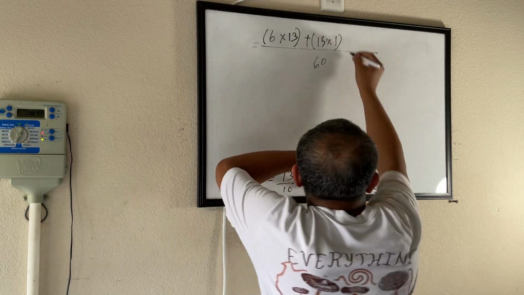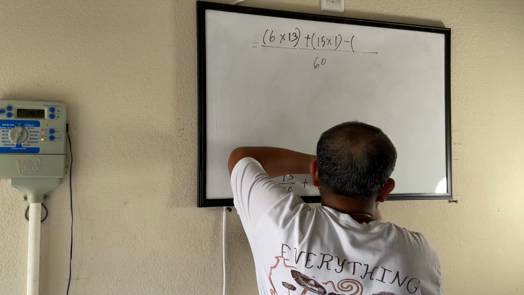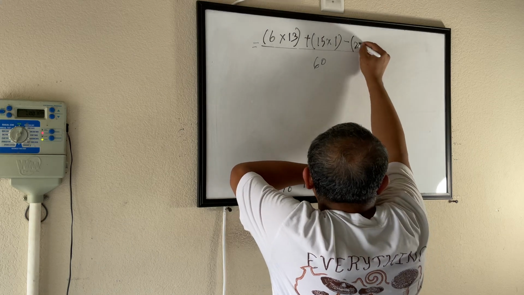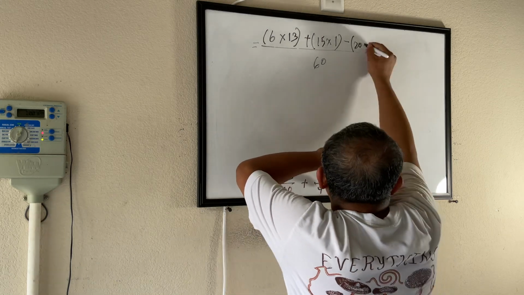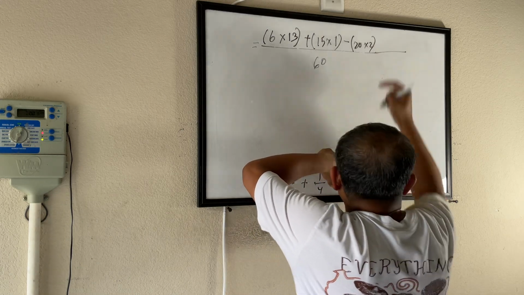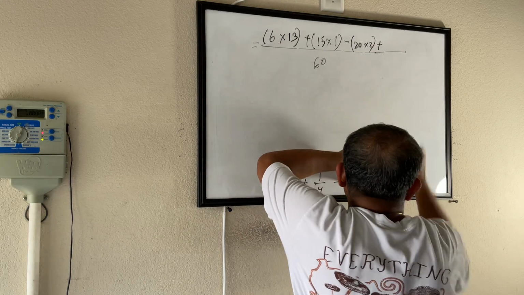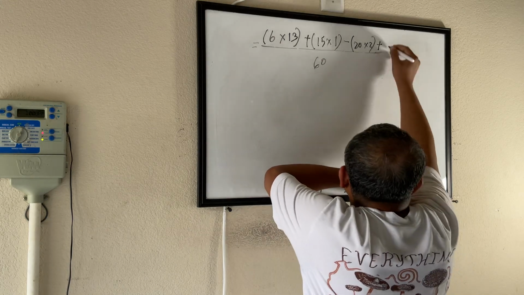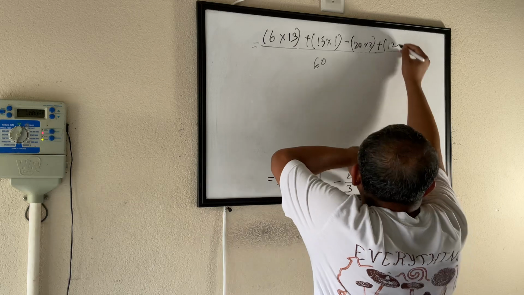Then I have a minus, start a bracket. How many times of 3 gives me 60? That is 20. Multiply that with the numerator. Done. Then I have a plus sign. How many times of 5 gives me 60? 12. Multiply that with 63.